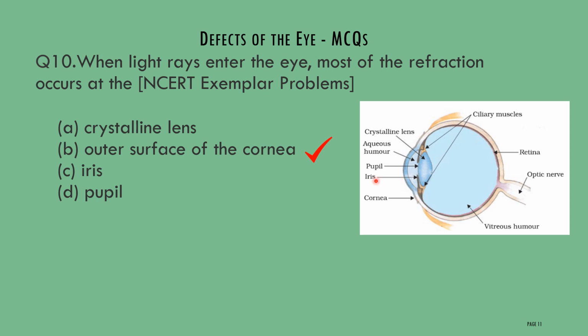What is meant by refraction? Bending of light when it moves from one medium to another medium, the light rays become bent. That process we call refraction. In the case of the eye lens, this cornea, most of the refraction occurs at the outer surface of the cornea. That point you have to remember.